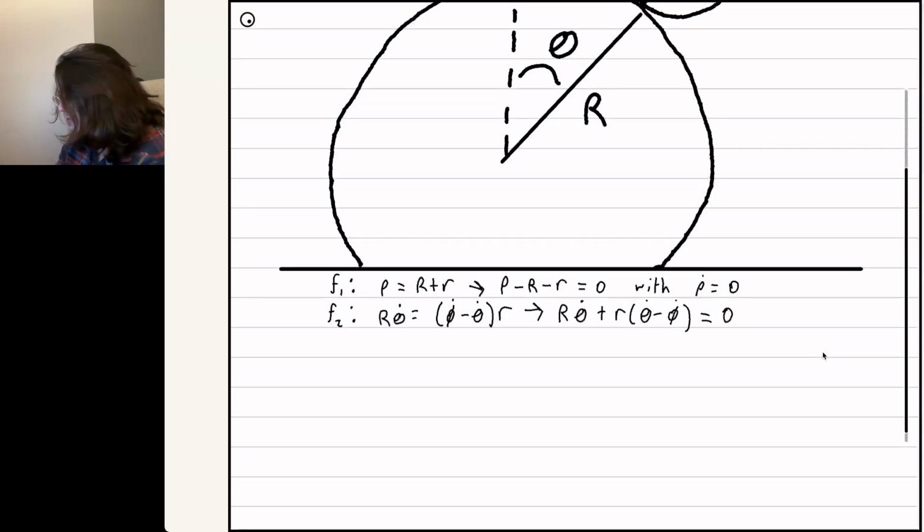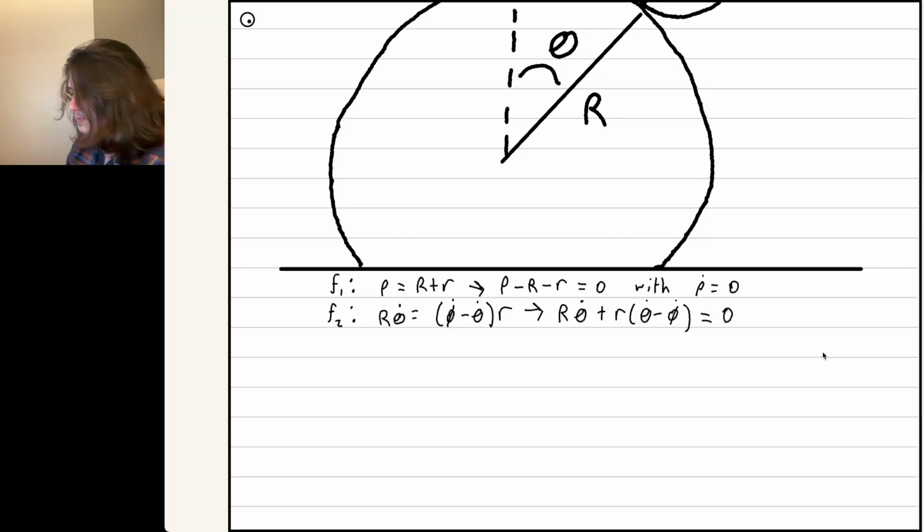Normally, equations of constraint are in terms of coordinates rather than time derivatives of coordinates. So it's really useful at this point to just say that R theta plus little r theta minus r phi is an equivalent constraint condition. Just taking the time integral of that gives you that, and we can actually use that when we're solving the problem. Okay, we have constraint equations.